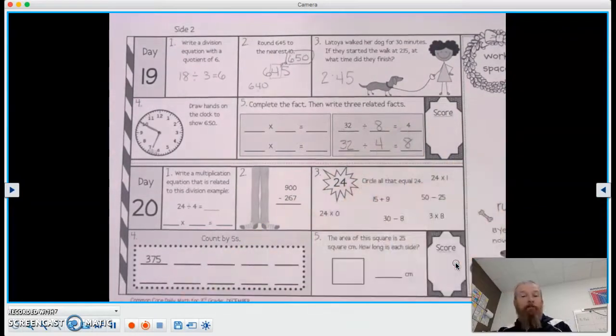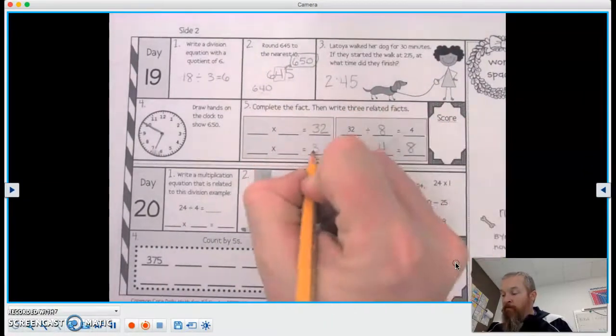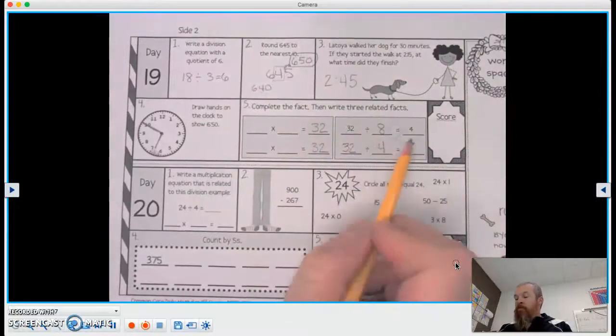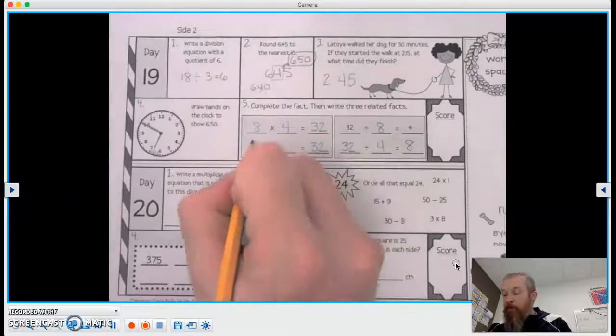They're kind of like flip-flopped, right? And now we know our big numbers over here for the multiplication side. And these two go together here. So again, 8 times 4 and 4 times 8.